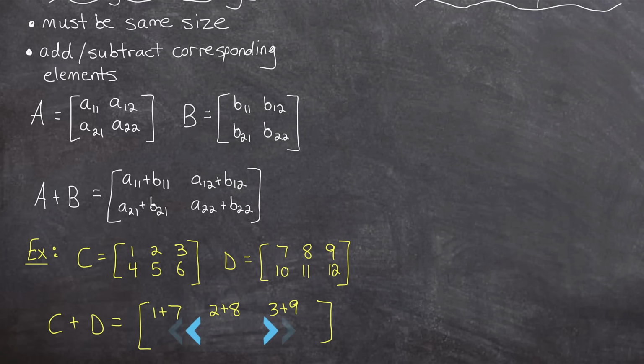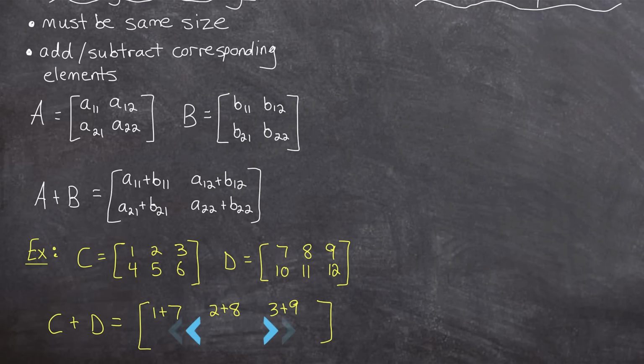And now let me make some room so that I can simplify all of those elements. The elements in matrix C plus matrix D simplify to 8, 10, 12, 14, 16, and 18. Let's now move on to scalar multiplication. For scalar multiplication, each element of the matrix gets multiplied by the same factor. And when doing this, the matrix stays the same size.